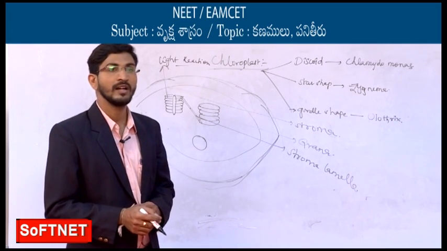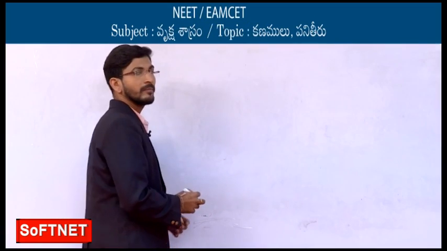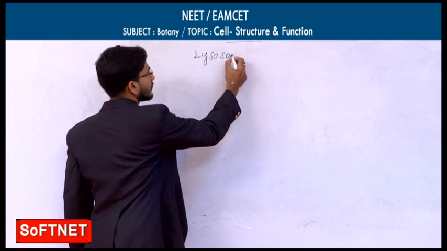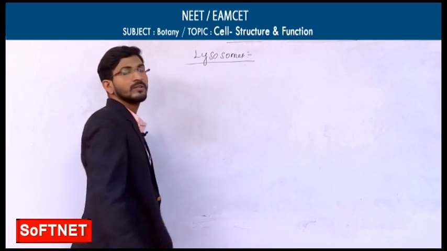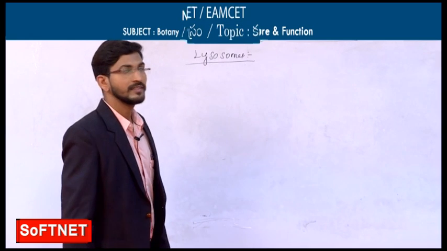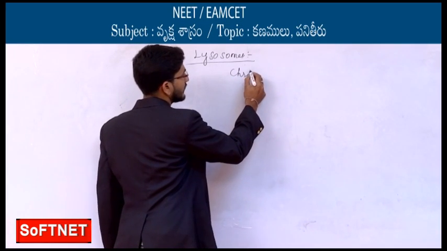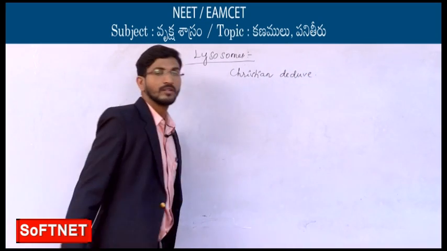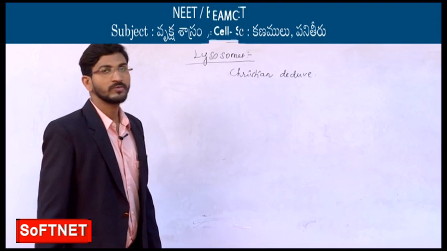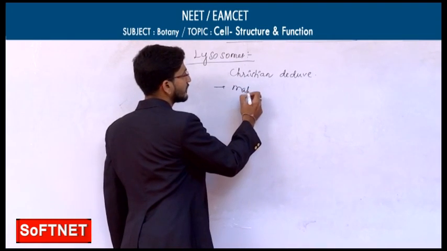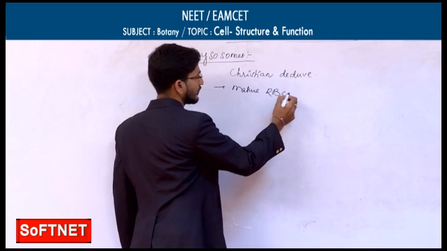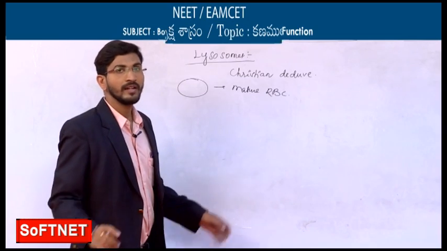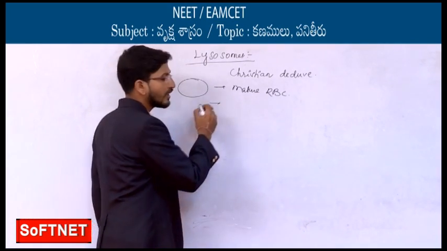Next we will discuss the single membrane organelles. The first one is the lysosome. The lysosome was discovered by the scientist Christian de Duve. These lysosomes are generally absent in mature RBCs. It is a single membrane bound organelle, containing only a single membrane.